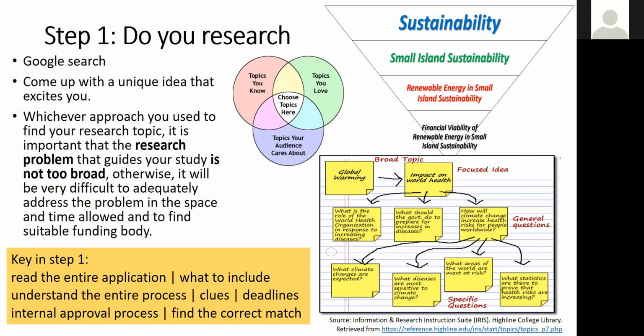So what is key in your step 1 is, first of all, read the entire application. If a call is given to you, read. This is where most people rush without reading what the funder is looking for. You may have the best idea in the world, but it doesn't fit the philosophy of the funder or what they're looking for. So read the entire application, what to include, what not to include. Okay, understand the entire process, timeline given to you, deadlines given to you, the reporting, everything you've got to understand. Look for clues, what they actually want.